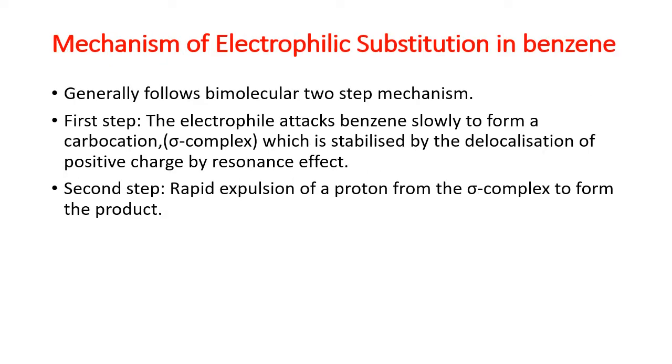Mechanism of electrophilic substitution in benzene. The reaction follows a bimolecular mechanism and it's a two-step mechanism. In the first step, the electrophile attacks the benzene ring slowly to form a carbocation, which is also known as the sigma complex, and this carbocation is stabilized by the delocalization of positive charge by resonance effect. And in the second step, which is the rapid step, a proton is expelled from the sigma complex to form the product.